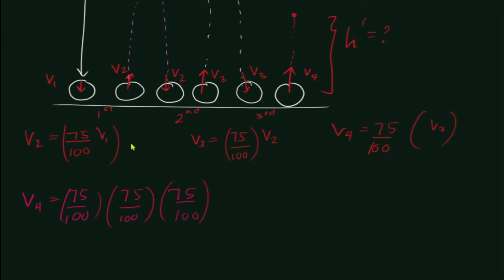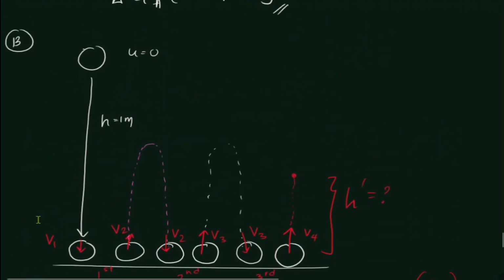V4 is 75% of V3, so simply V4 is 75% V1. Instead of V3, I substituted this expression here, and instead of V2, I substituted this expression here. So I got this, right? So what is V1 now? You need to find V1.